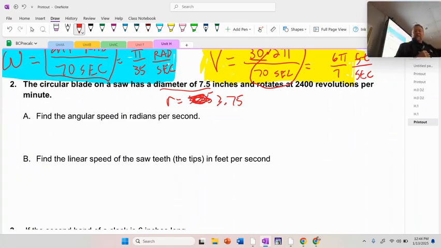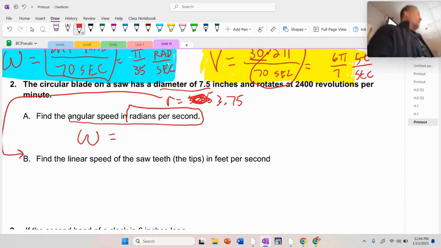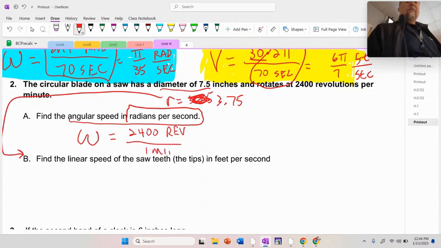It rotates at 2,400 revolutions per minute. So find the angular speed in radians per second. Okay, so w equals, and I don't need the radius yet. Having the radius has nothing to do with angular speed. So it's 2,400 RPMs, revolutions per 1 minute. What do I have to put this in? Radians. So all I have to do is turn this into radians.